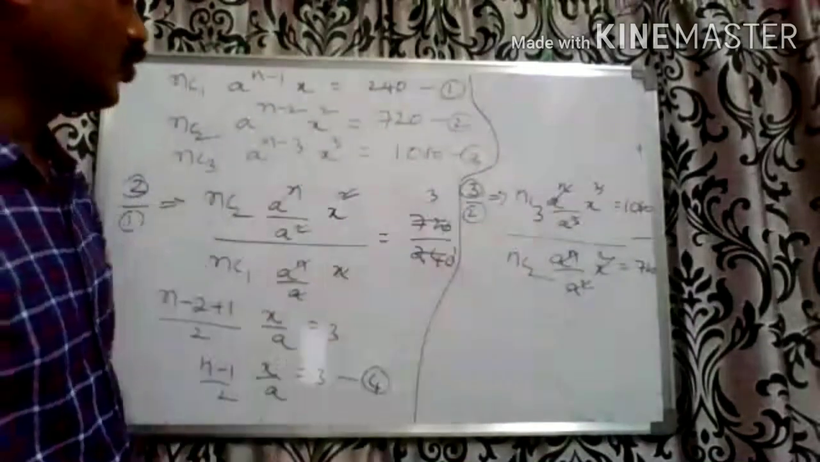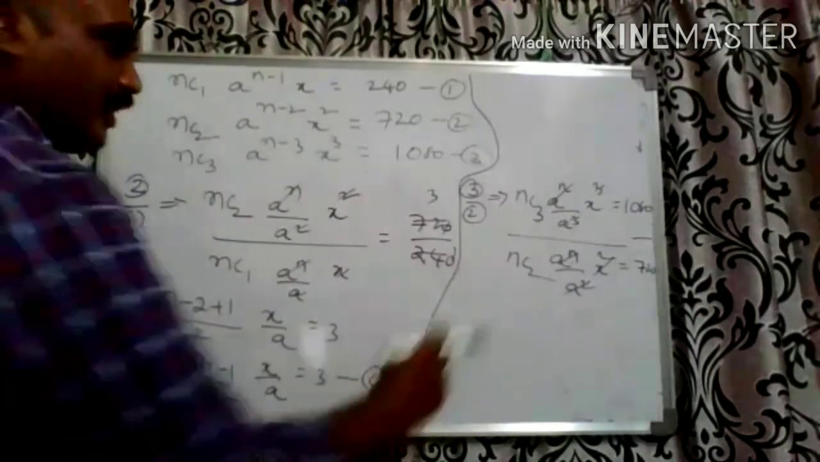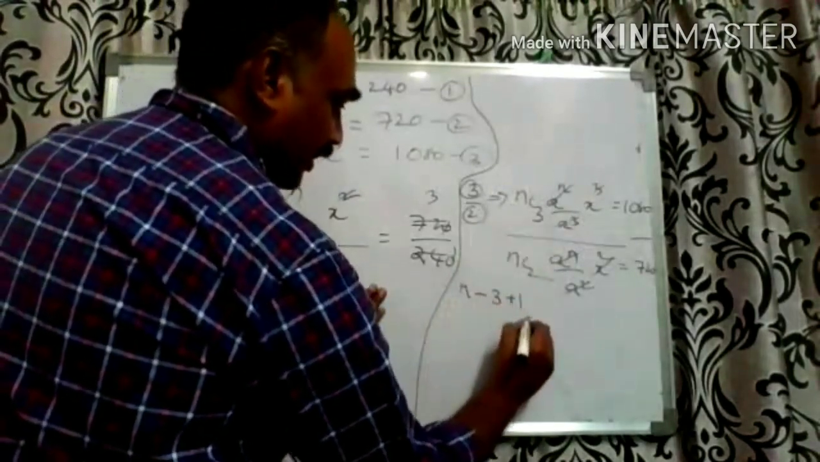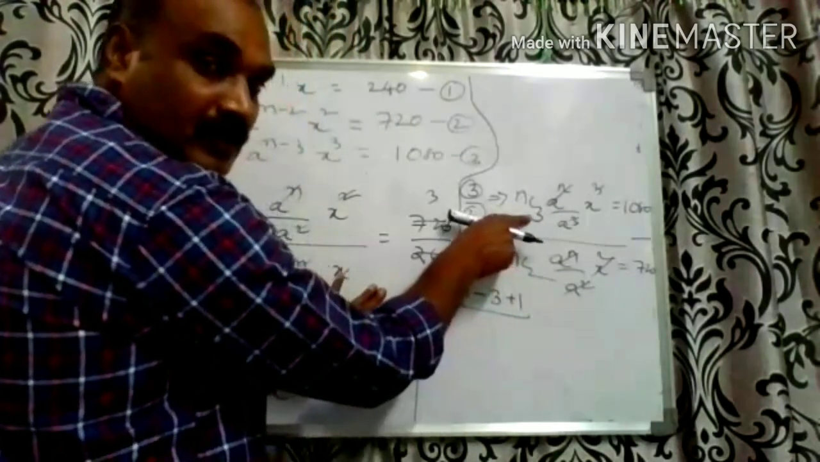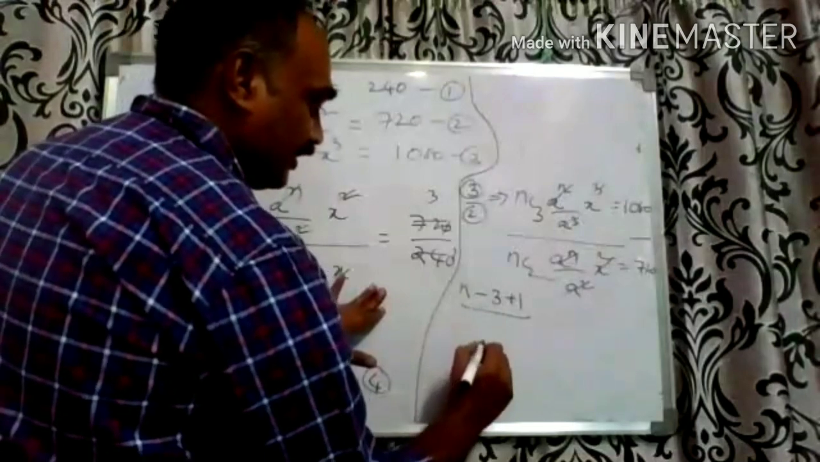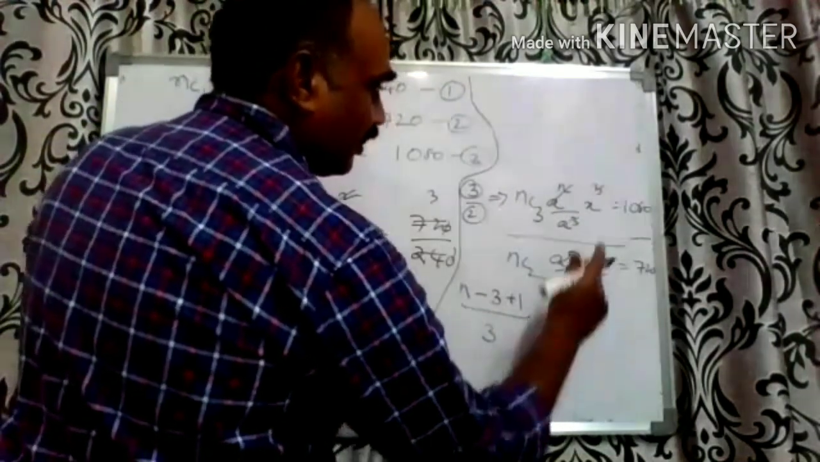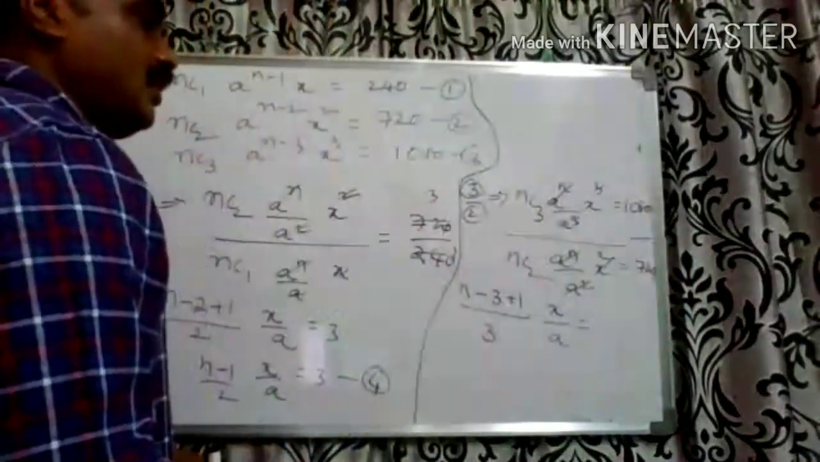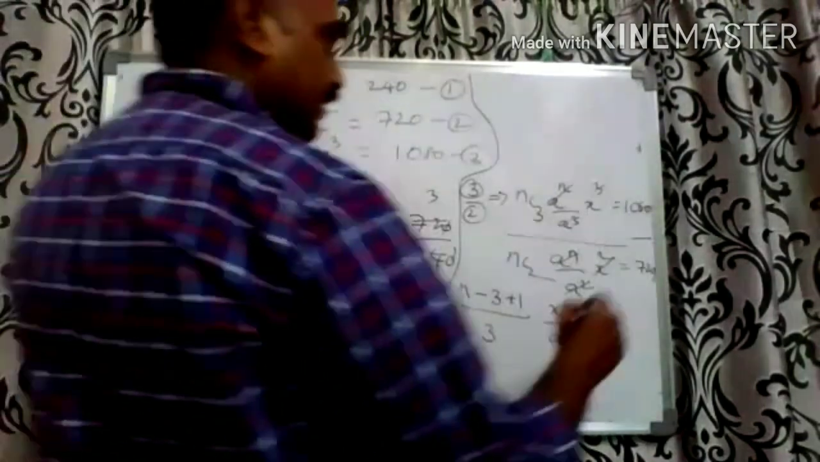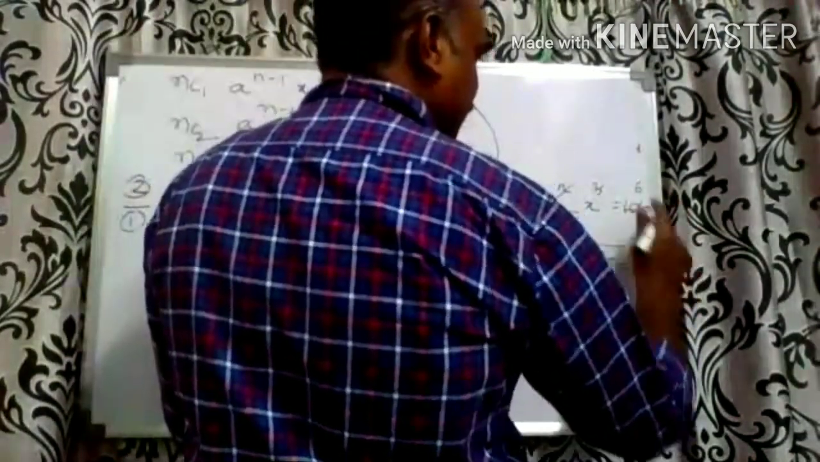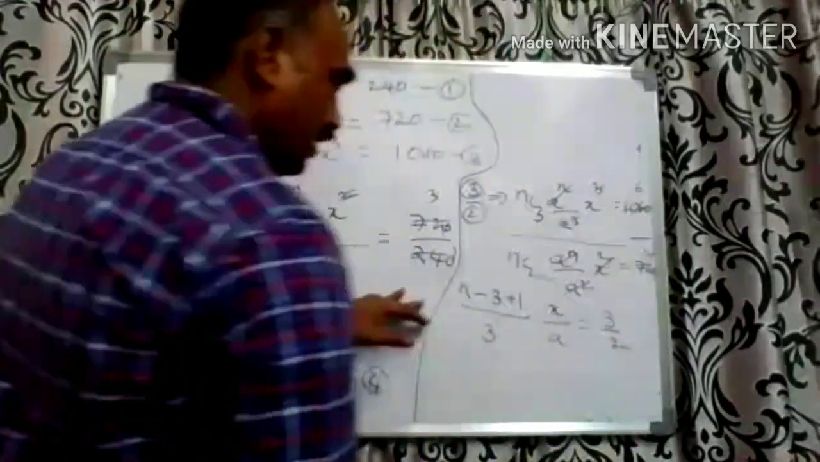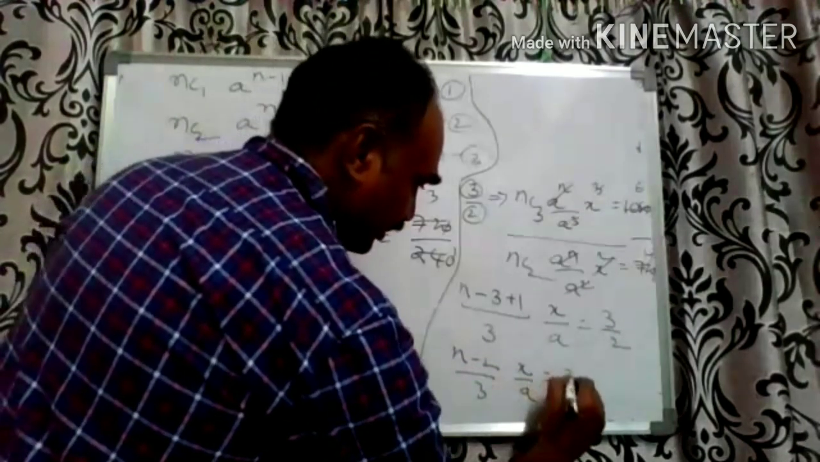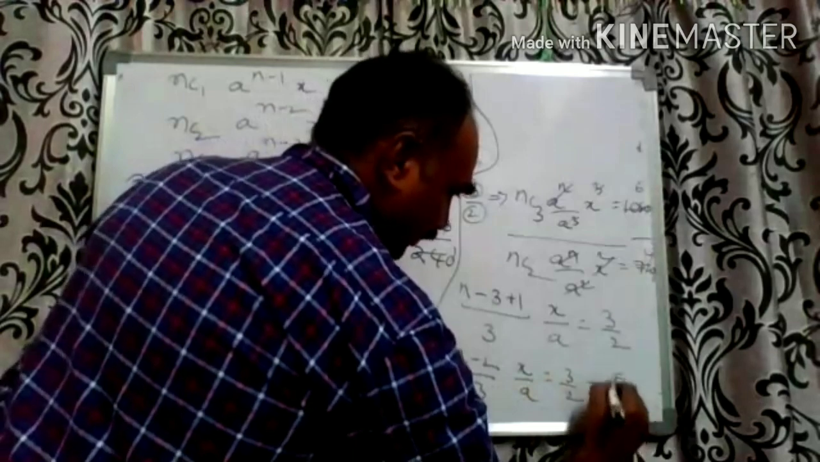Same, nC3 by nC2, using the nCr by nC(r-1) formula, (n - r + 1) by r. Here r is 3, so (n - 3 + 1) is n - 2, by 3, into x by a is equal to 1080 by 720, which is 3 by 2. Equation number 5.